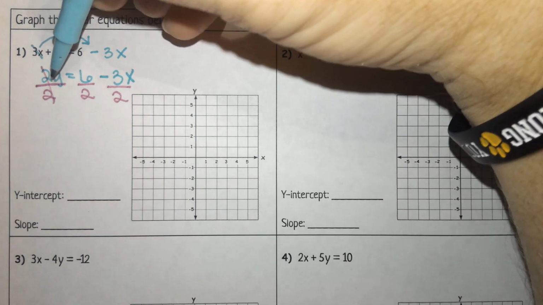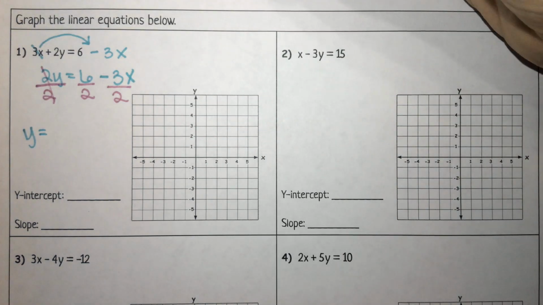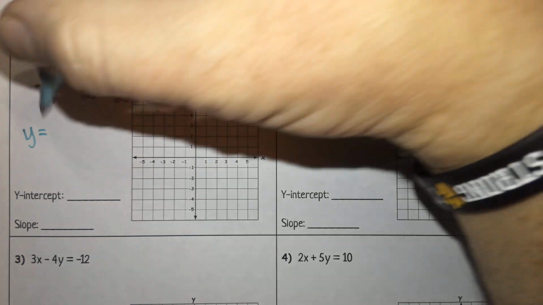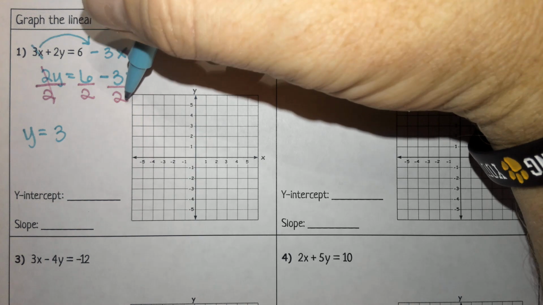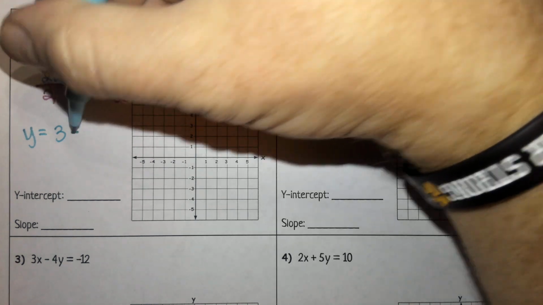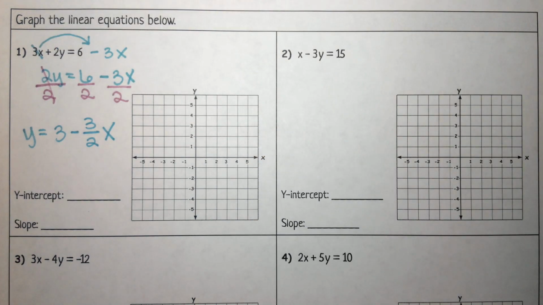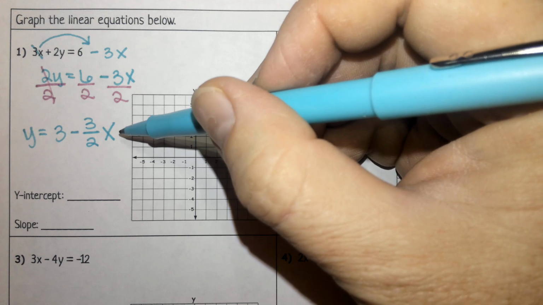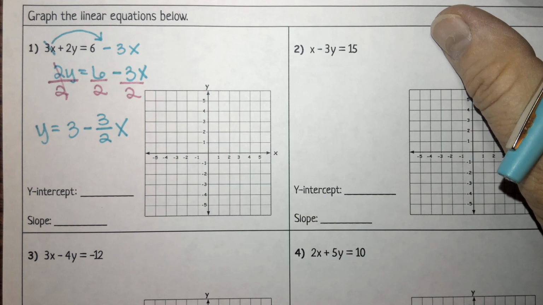Okay, so obviously the 2's go away so that I get y equals, and then you just simplify these divisions right here. So I have 6 over 2 is 3. And then if I do negative 3 divided by 2, I cannot reduce that, so it just stays negative 3 divided by 2x. And it's important that you do not forget the x at the end, because now I can look at my equation and I can determine the y-intercept and the slope.